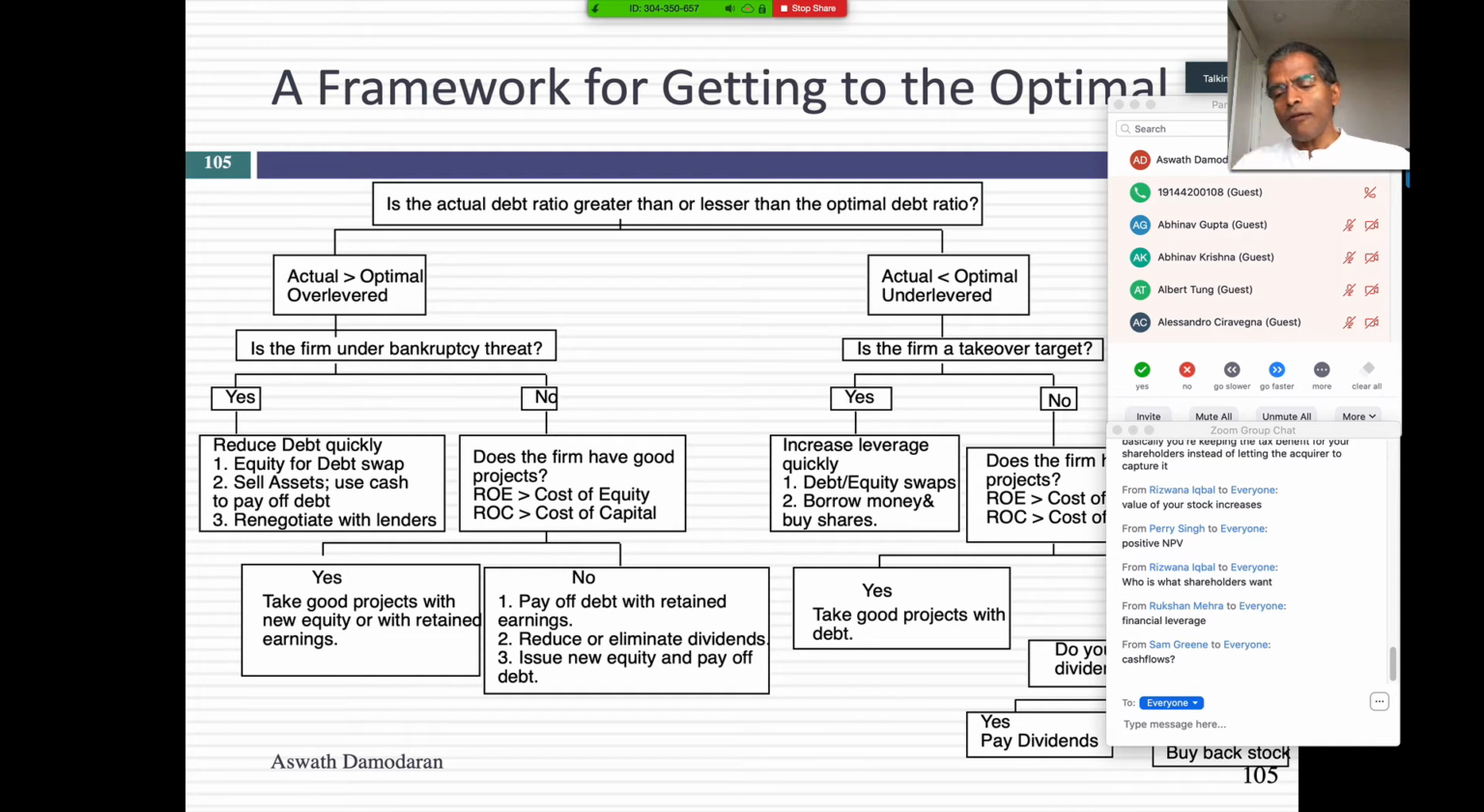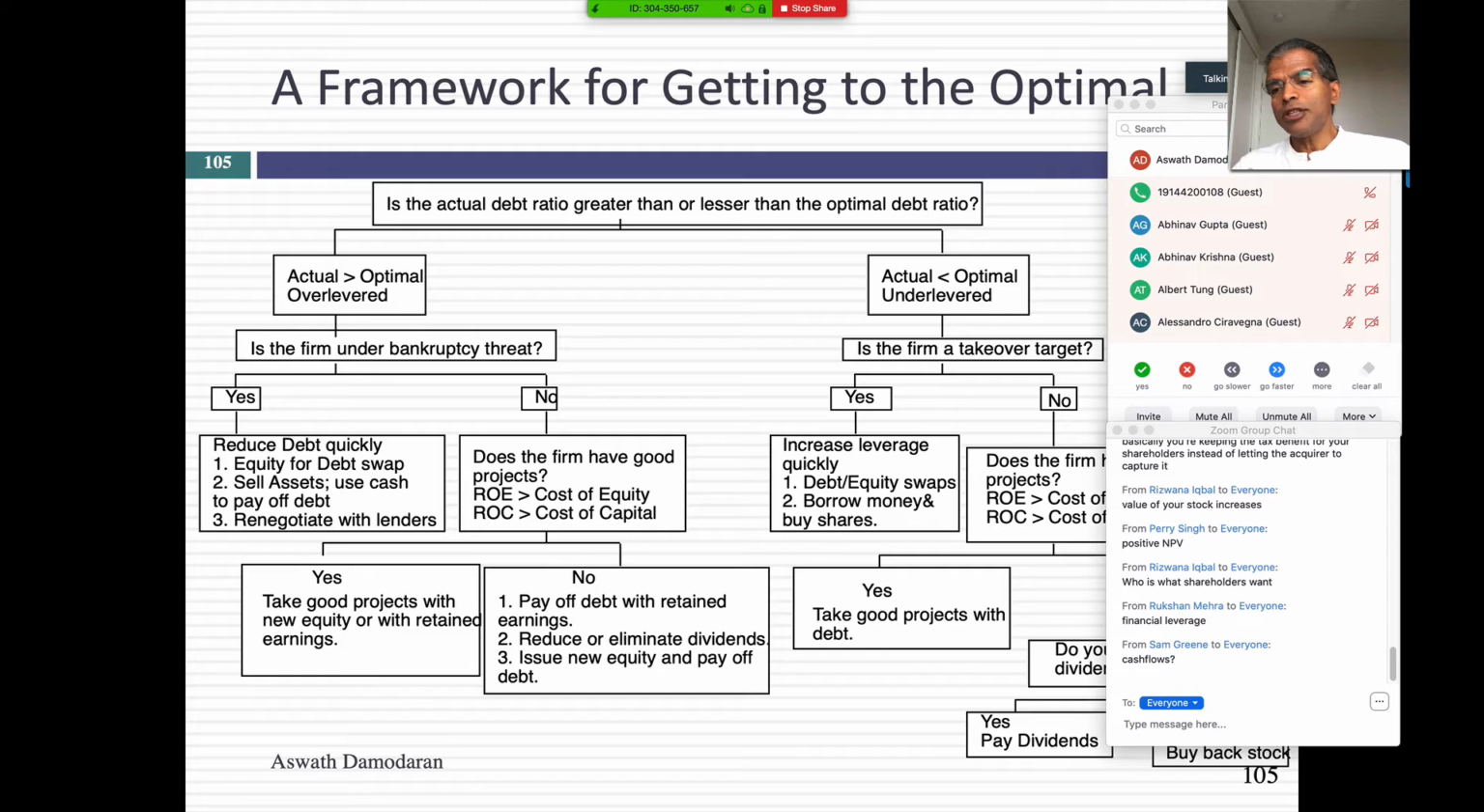And if you don't have good projects, your return on capital is barely meeting your cost of capital, then I'm going to ask you to return more cash to your shareholders over time. You see what the luxury here is: if you're not under pressure, you can move to your debt ratio gradually over time, like Apple has.